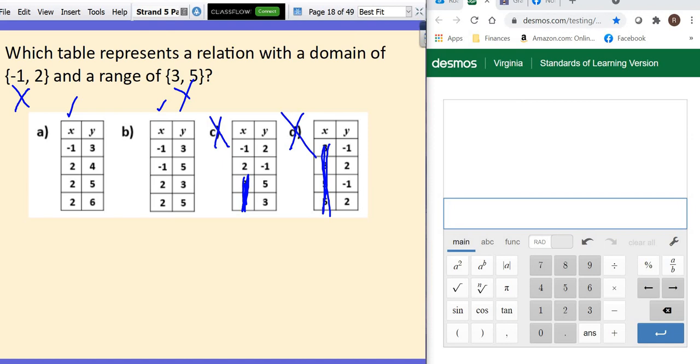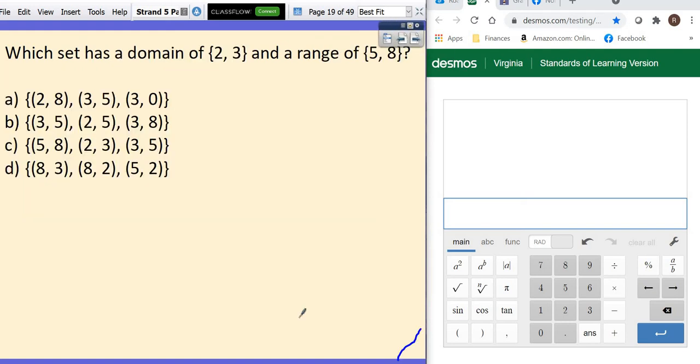So I'm down to two choices. I need a range, y values of 3 and 5. Well, this one has a 3, a 4, a 5, and a 6, so that's not right. So I've got to cross another one out. Let's make sure this has a 3, a 5, a 3, and a 5, so that is my answer. Be prepared to see things like this where they're going to ask you to check on both domain x's and range y's.